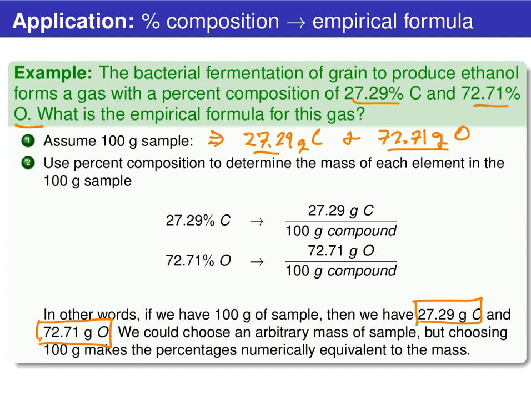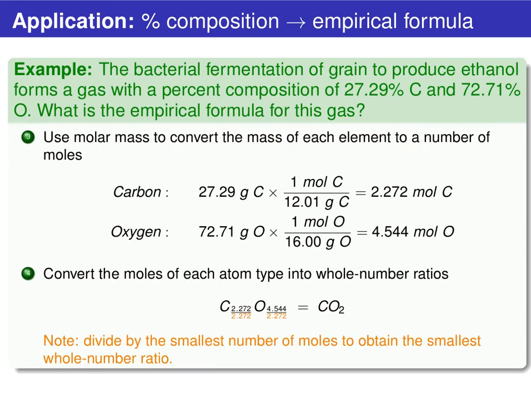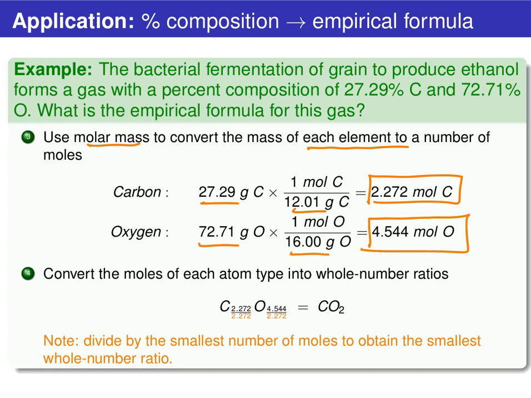Now, once we've calculated the mass of carbon and oxygen, we're ready to use the molar mass to convert the mass of each of these elements into number of moles. So the mass divided by the molar mass gives us the moles of carbon. Mass divided by molar mass gives us the moles of oxygen. These two numbers give us the ratio of carbon and oxygen atoms, or moles of carbon and oxygen atoms, that are going to help us define the empirical formula.